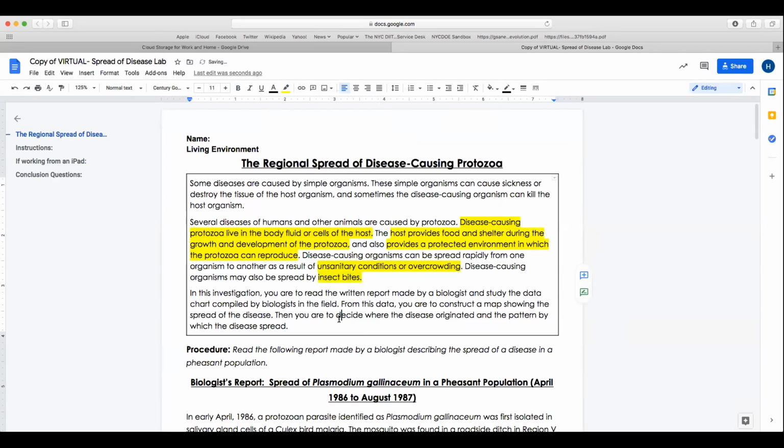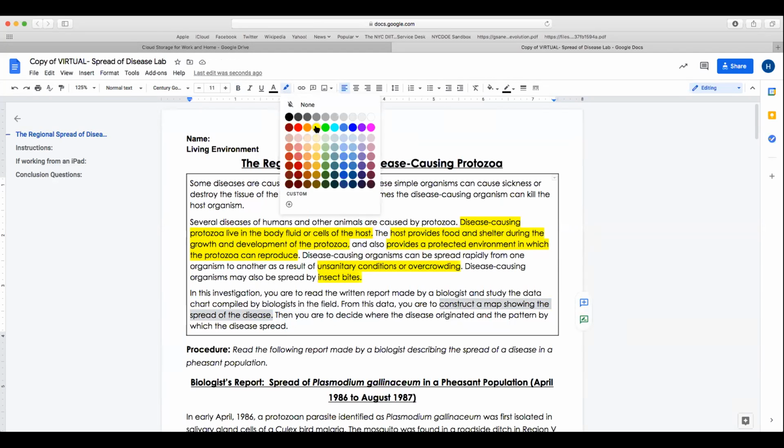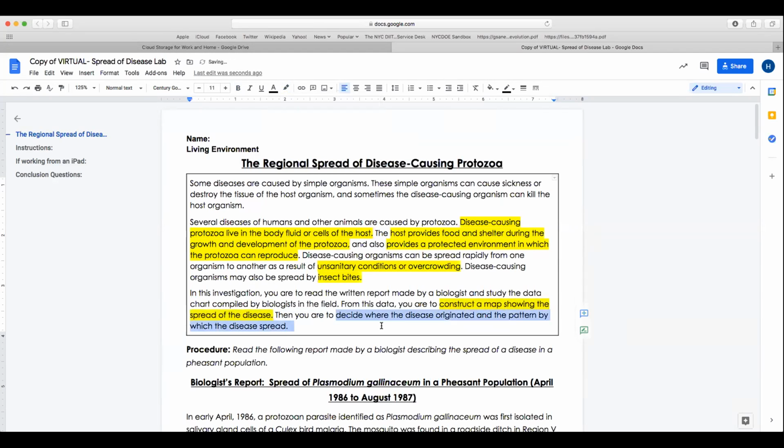In this investigation, you are to read the written report made by a biologist and study the data chart compiled by biologists in the field. From this data, you are to construct a map showing the spread of the disease. Then you are to decide where the disease originated and the pattern by which the disease spread.